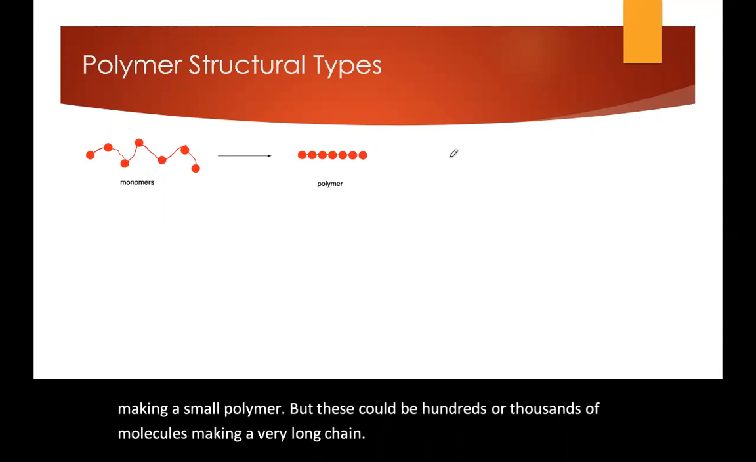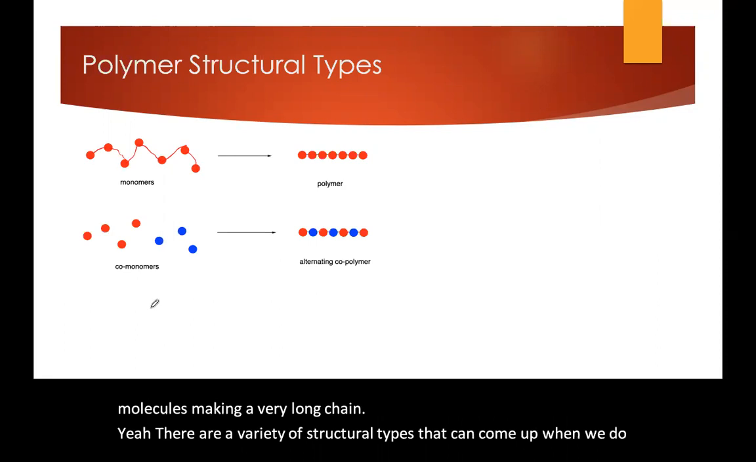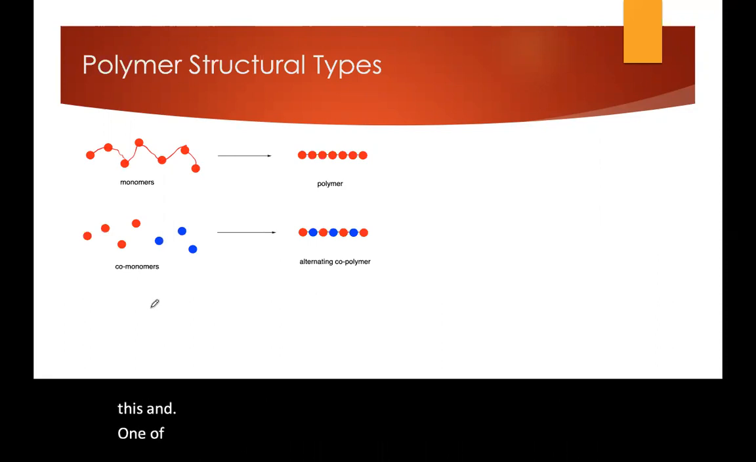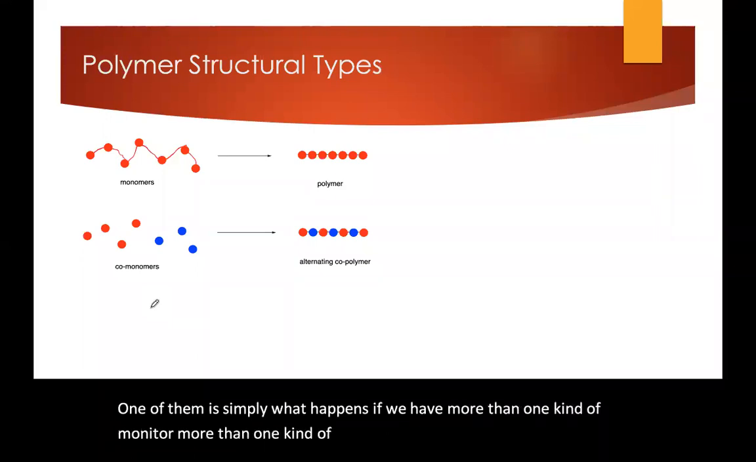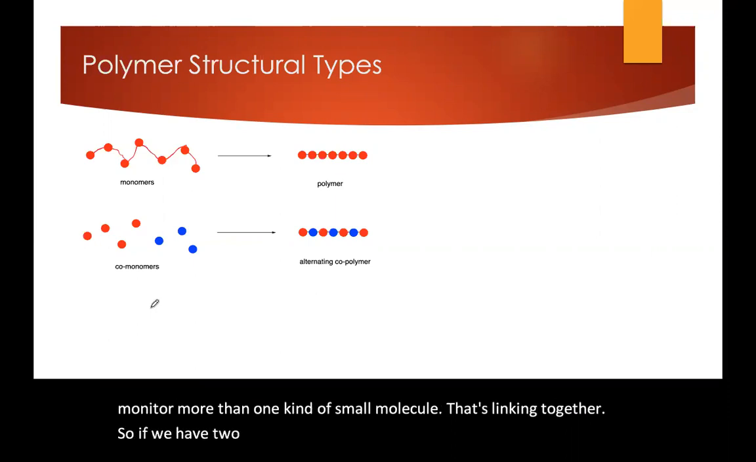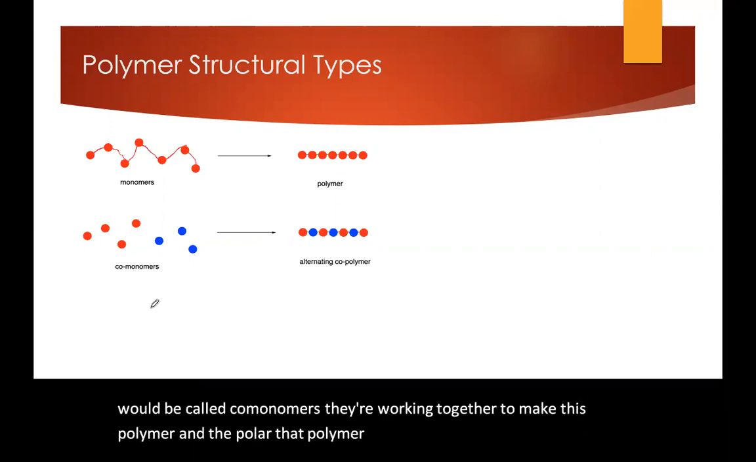Now, there are a variety of structural types that can come up when we do this. And one of them is simply what happens if we have more than one kind of monomer, more than one kind of small molecule that's linking together. So if we have 2 kinds of monomers, these red ones and these blue ones, they would be called co-monomers. They're working together to make this polymer. And the polymer that they make is a copolymer made from 2 different monomers.